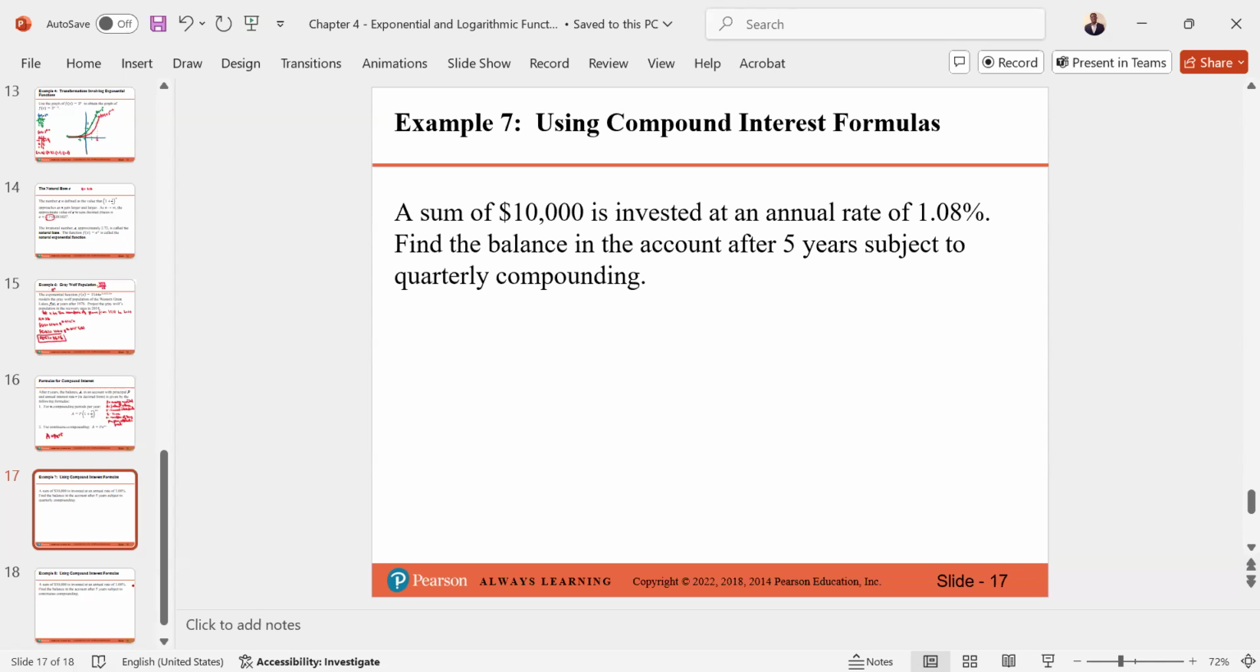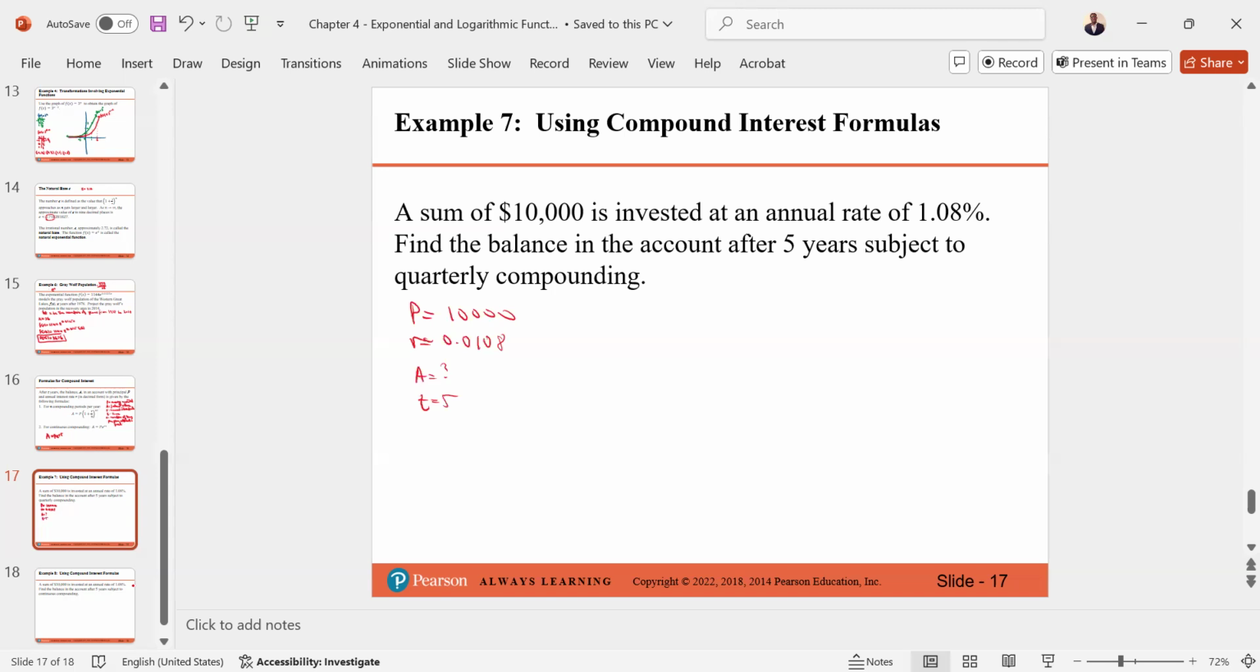We see in this example, they said that a sum is invested. So you know your P would be $10,000. It is invested at an annual rate of 1.08%. Remember that that would be the R, the annual interest rate. It is 0.0108. And they said find the balance, I mean find A, in the account after 5 years. T is 5.